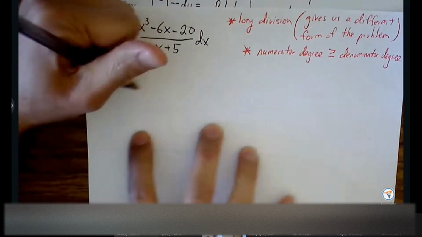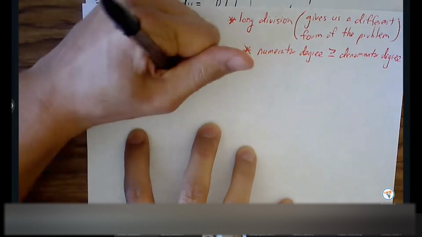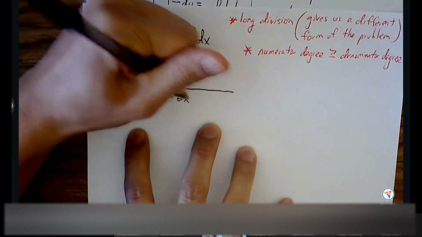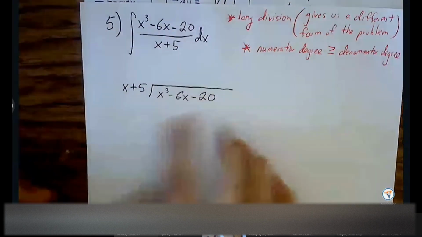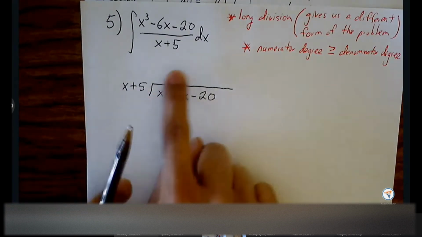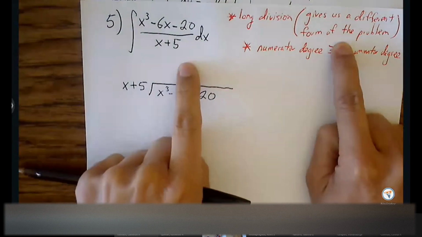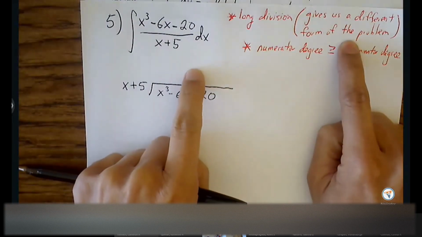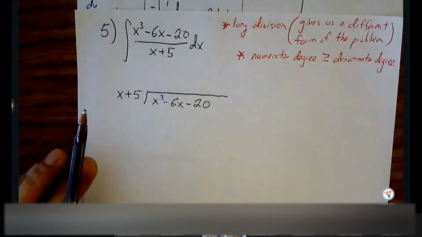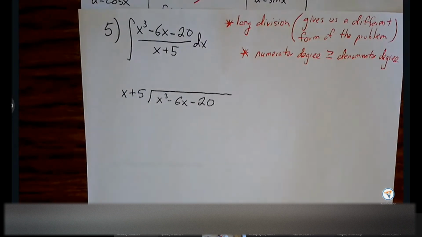We're going to divide this out. We're going to use this division notation here, or this division symbol. So we're going to divide x cubed minus 6x minus 20 by x plus 5. And our quotient is going to represent a different version of the problem, and then we can solve this problem once we can get to this form. You've seen long division before, but we're going to go through it as if you haven't seen it. I'll go through it step by step.